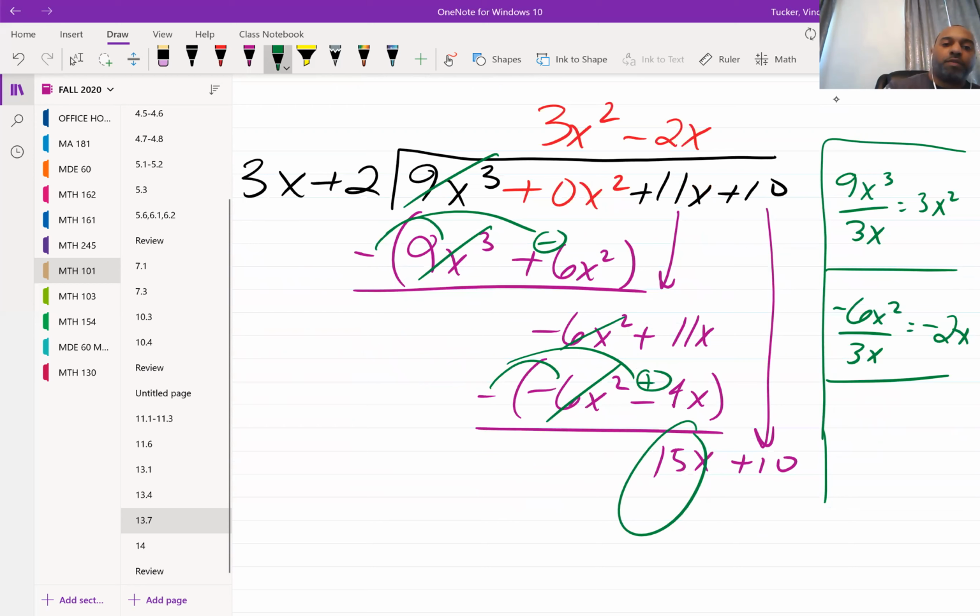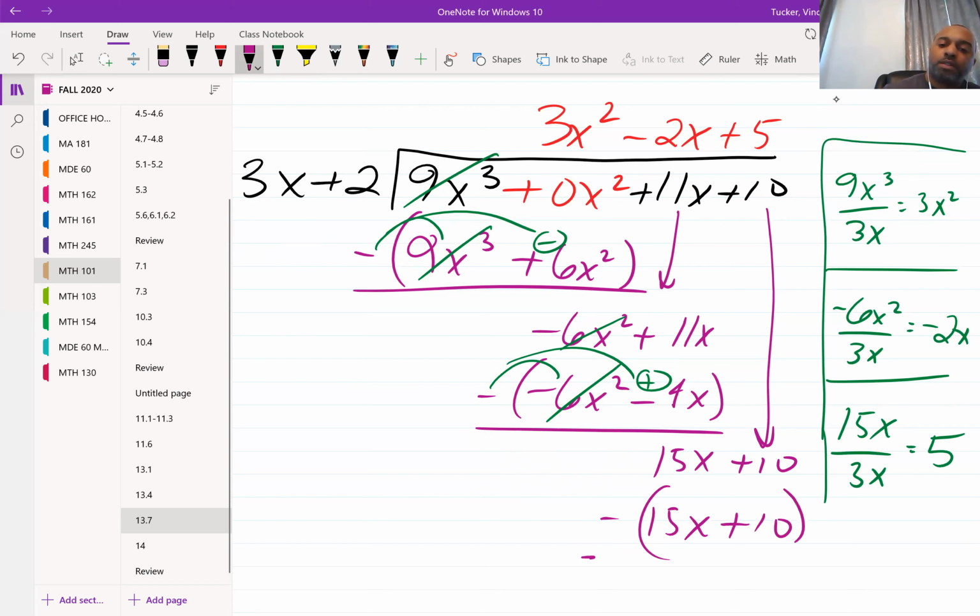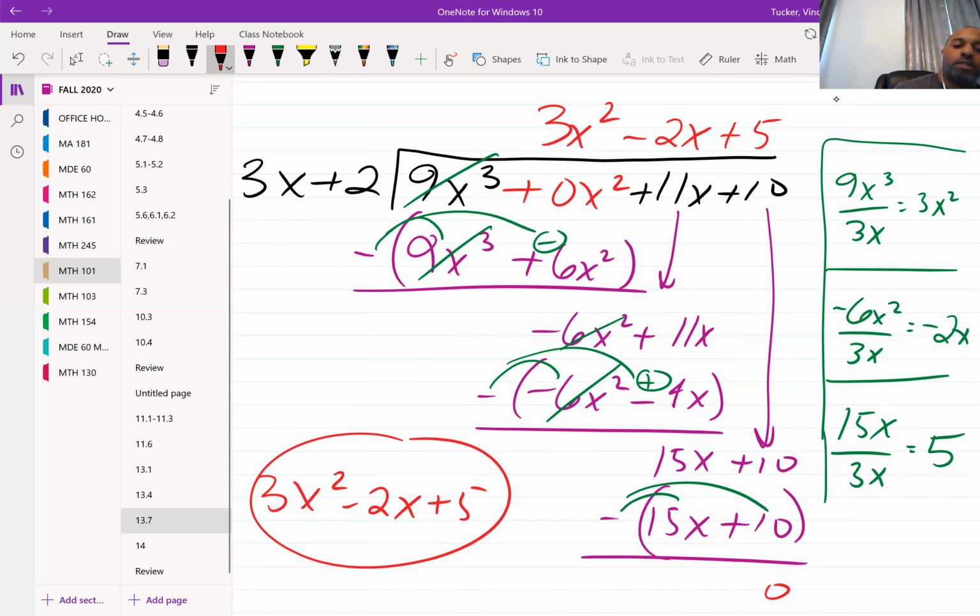Once again, comparing first terms in each. What times 3x will give me 15x, or 15x divided by 3x? Give me 5. 5 times 3x is 15x. 5 times 2 is 10. Subtract them both, and we end up getting 0. So 3x squared minus 2x plus 5 is our answer.